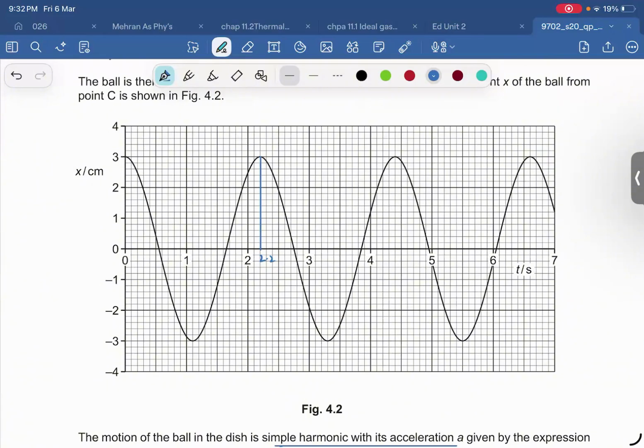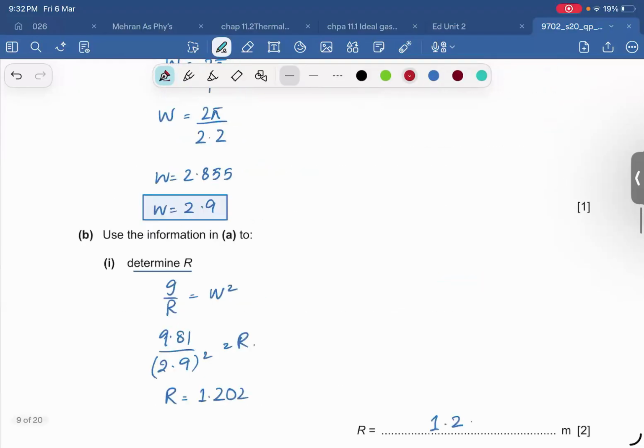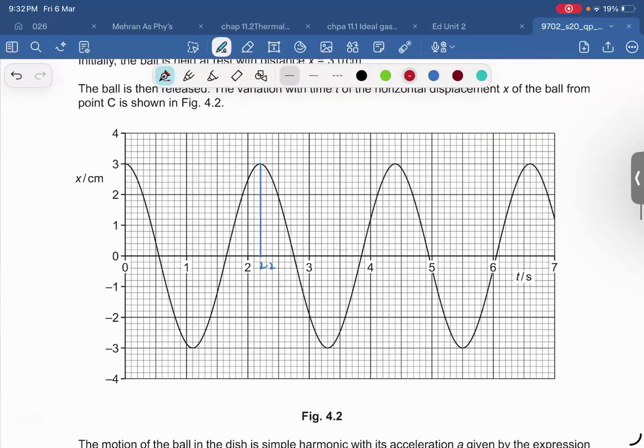Yes. For the 5 seconds, here till here, it should become lower in amplitude, lower after time. Yeah, the amplitude. You have to start from the same point. Okay.